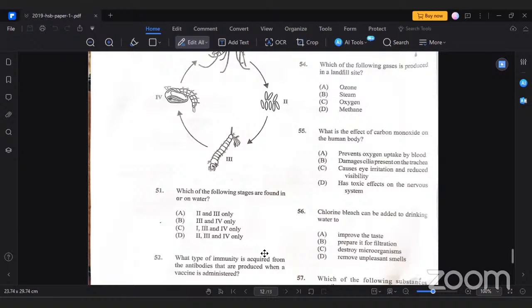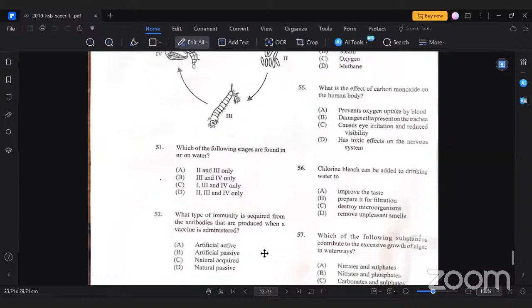Mrs. Shanae White is suggesting D for 54, and she is indeed correct. Methane is the answer. Now we move on to 55. What is the effect of carbon monoxide on the human body? A, does it prevent oxygen uptake by blood? B, does it damage cilia present in the trachea? And somebody go and find out what cilia is.